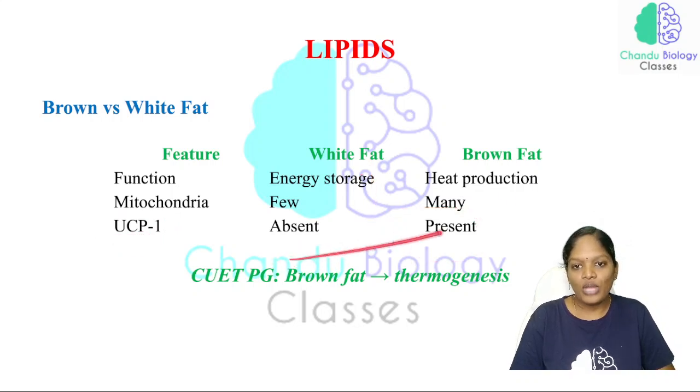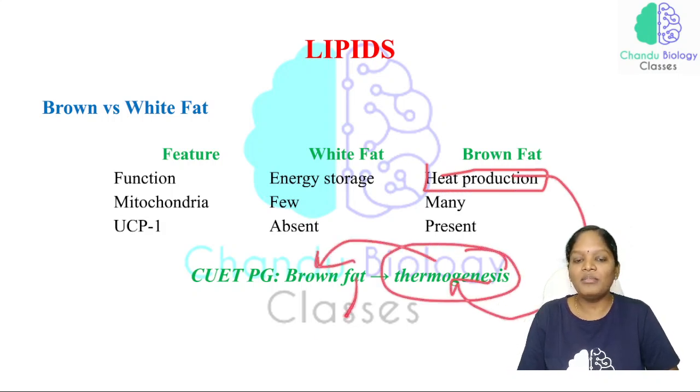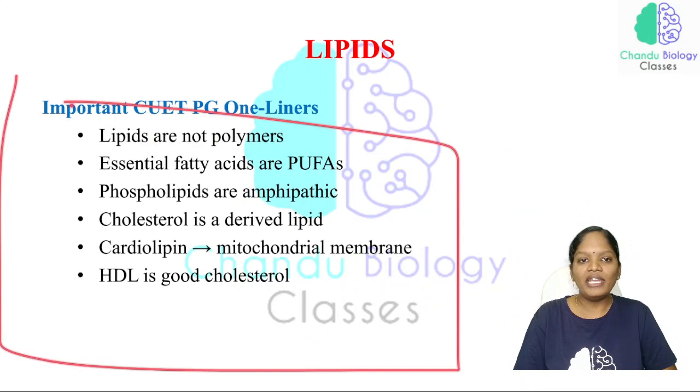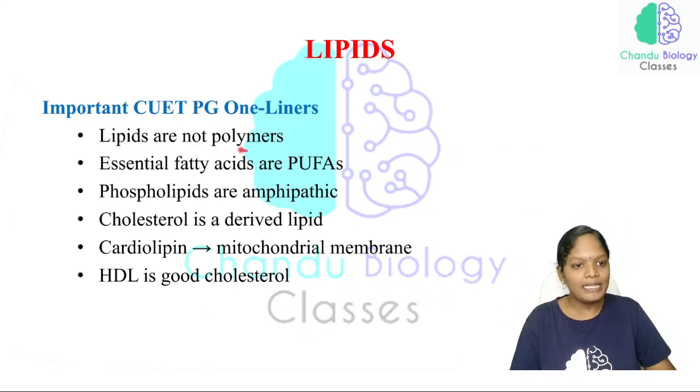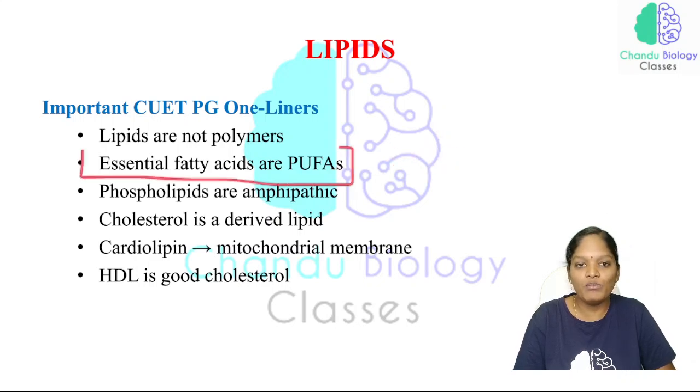As the brown fat is involved in heat production, the technical term for the heat production is thermogenesis, which is done by the brown fat. So these were all the important one-liners with respect to the lipids: lipids are not polymers. Essential fatty acids are polyunsaturated fatty acids, but not oleic acid. Oleic acid is a monounsaturated fatty acid. So this is a very important point.